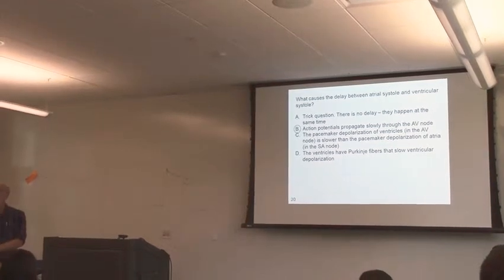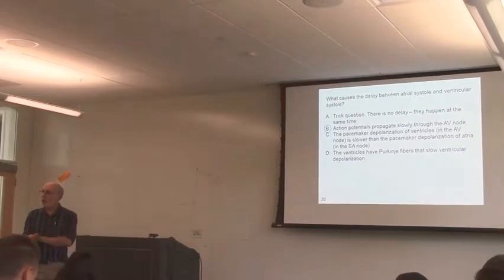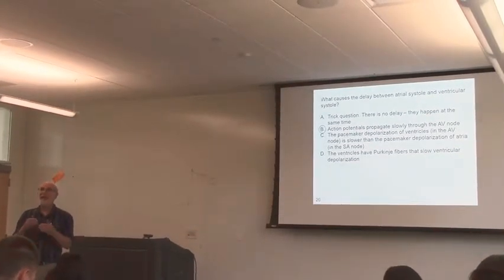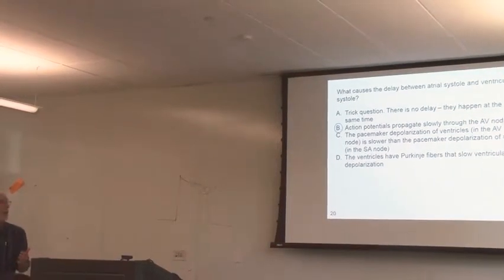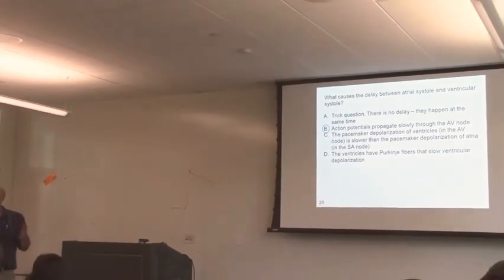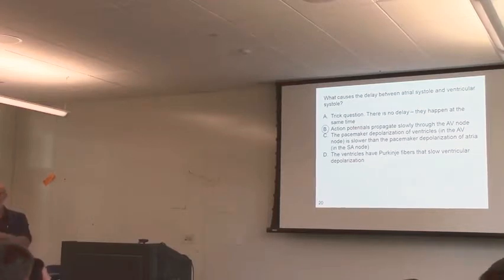The AV node has a slow depolarization, has a slow action potential, and it has slow conduction through it. Fewer gap junctions. So trick question, there is no delay. None of you chose that, thankfully. B is correct. So I can see why, I saw a lot of C's.